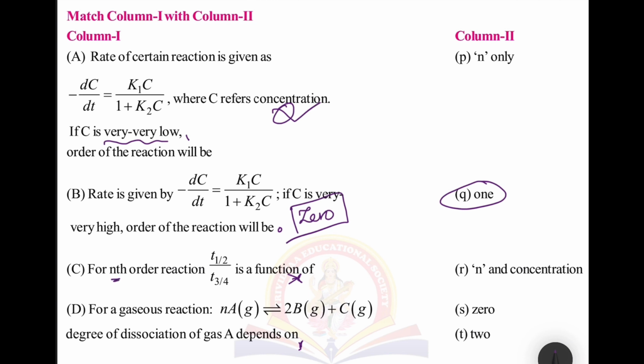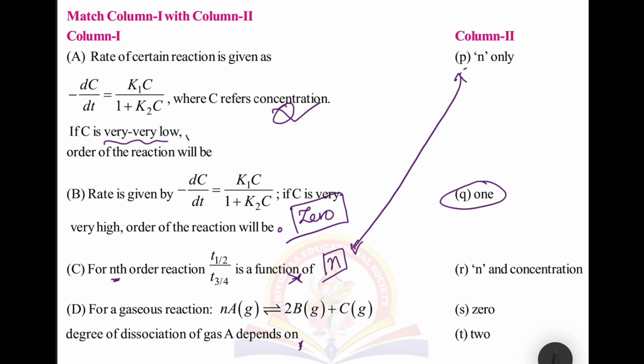For nth order, T half by T 3/4 is a function of n. For first order it is a function of 1, in second order it is a function of 2, in 0 order reaction it is a function of 0. So n term means it is this one.